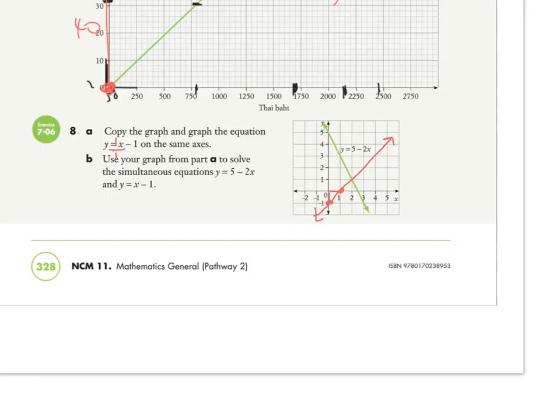Okay, use your graph to solve the simultaneous equation. Where does it intercept? X is 2, while y is 1. Just at this point here. That's how you solve simultaneous equations.